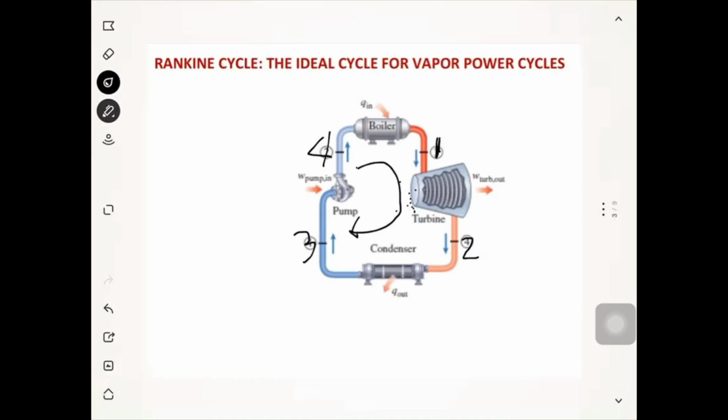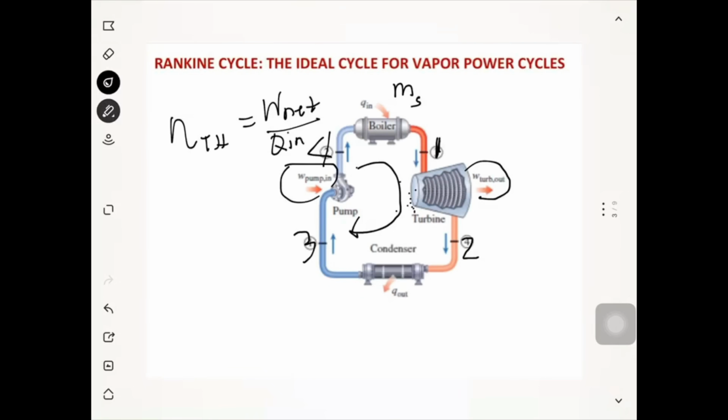We have a mass of our steam, and we have the Q in at our boiler, the work output at our turbine, and the work input of our pump right here. To solve for the thermal efficiency of the Rankine cycle, this is simply the work net over the Q in, wherein our work net is the work of the turbine minus the work of the pump, the work input of the pump.